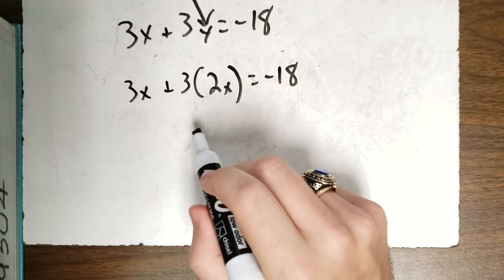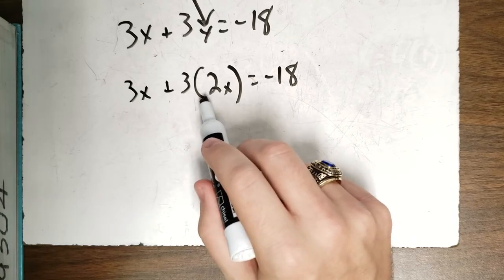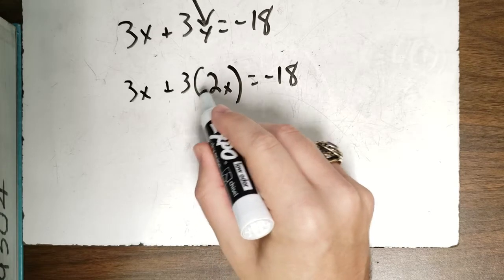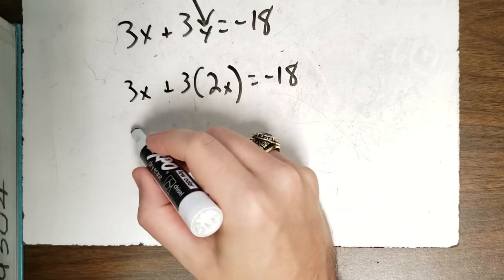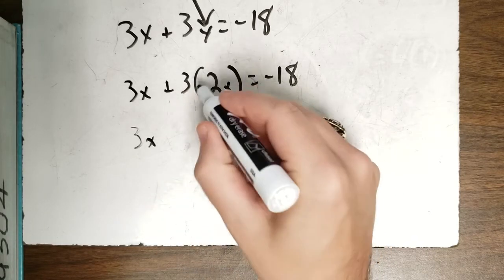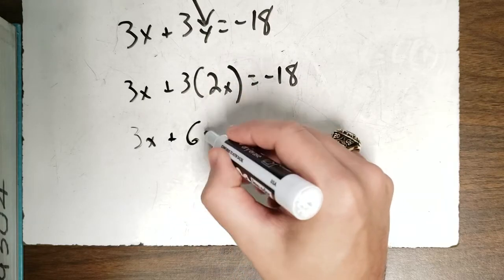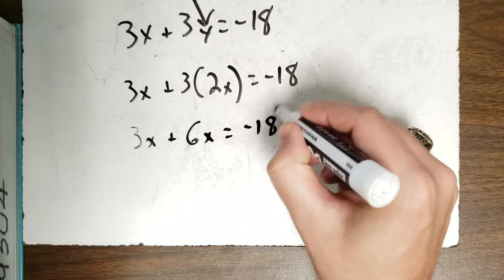What do we do first? Well, multiplication first, right? Get the parentheses out of the way. So let's bring down this 3x, we're not doing anything with it. 3 times 2x. What is 3 times 2? It's 6. X stays attached. Bring down the rest of the problem.